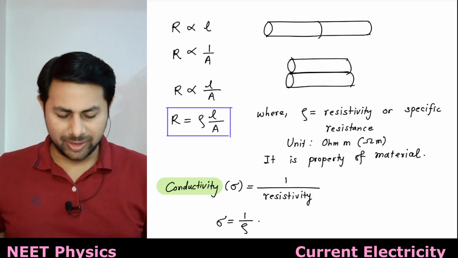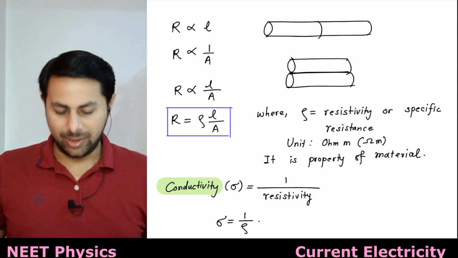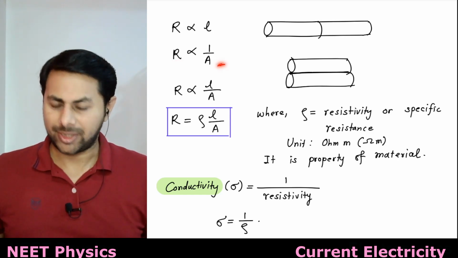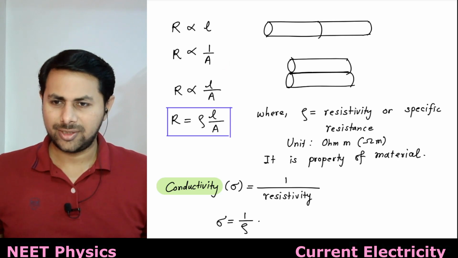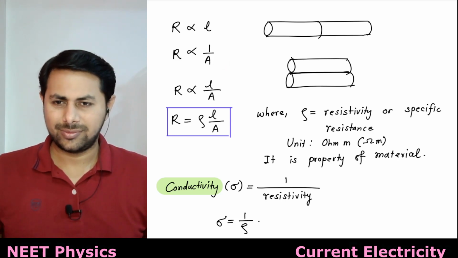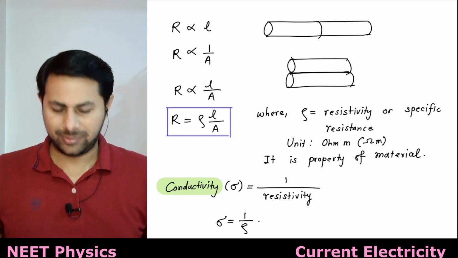So current is doubled means what? Resistance becomes half. So that's why we say resistance is inversely proportional to the area of cross section. Is it clear, everyone? Okay.